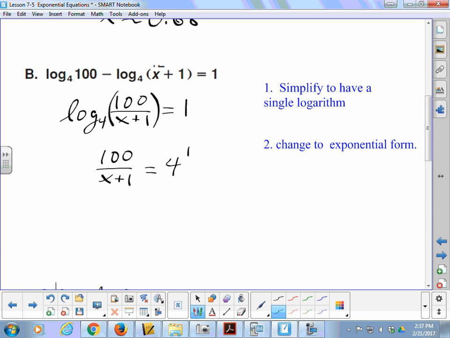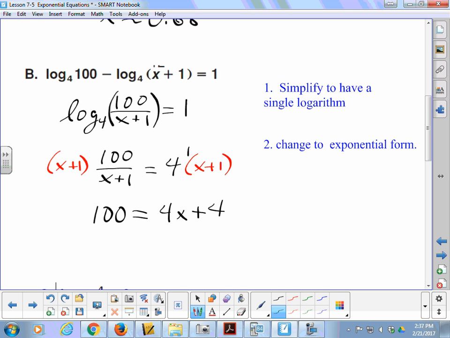All right, so here's my base is 4, my exponent is x plus 1, equals 100 over x plus 1. All right, what do I do to solve this equation then? You've got to multiply. Close. Okay, we have to multiply by x plus 1. We have to get that whole thing out of the denominator. So we have 100 equals 4x plus 4.